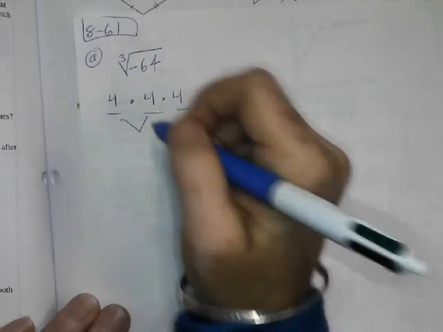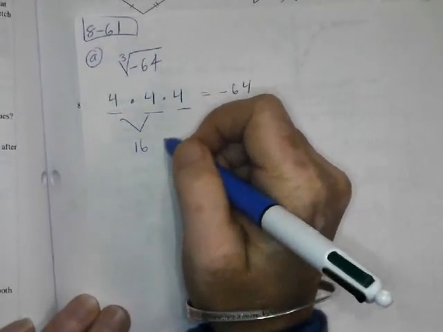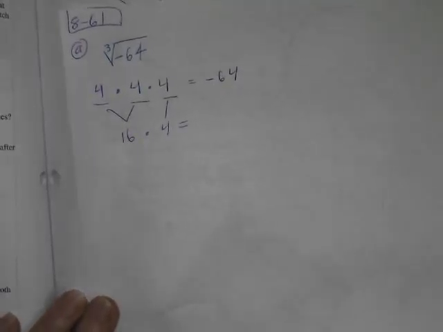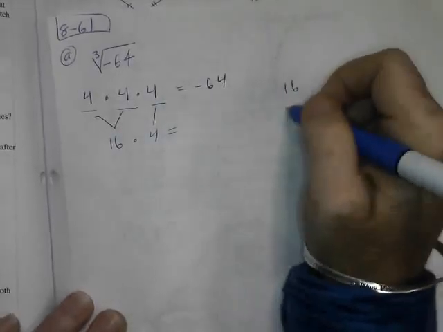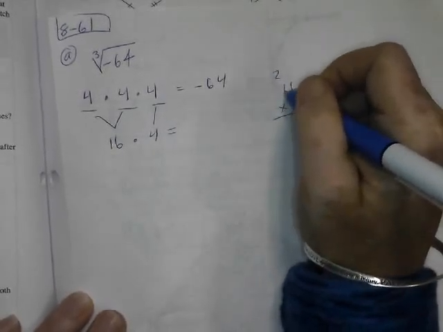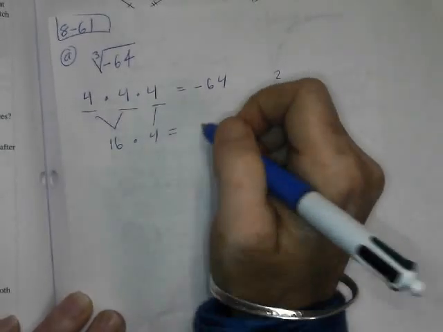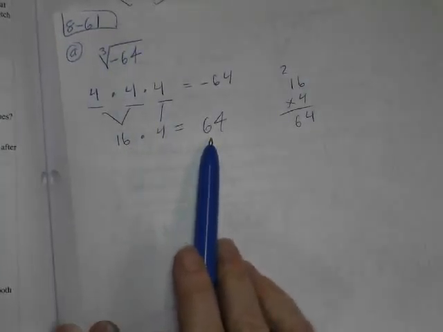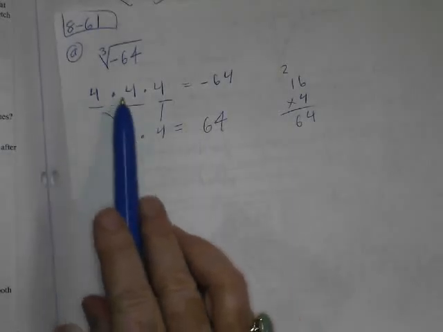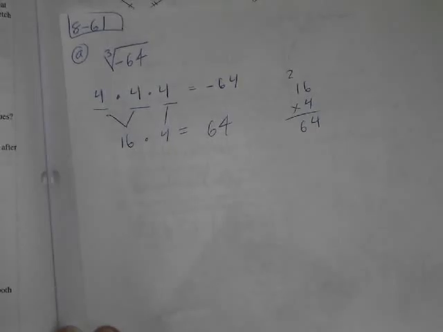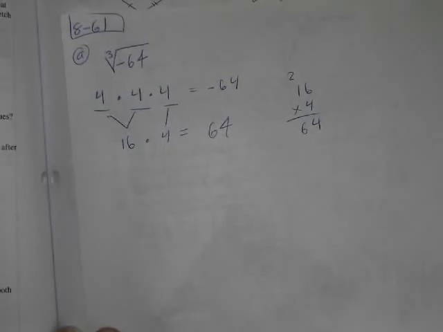Well, we can do this. 4 times 4 is 16. And 16 times 4, is that 64? I think it is, but let's see. 6 times 4, that's 24. 4 times 1 is 4, plus 2 is 6. 64. Okay, now that didn't exactly work, though, because I got a positive 64. What can I do to fix this so the answer will be negative 64? Any ideas?